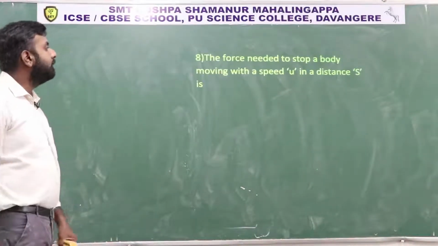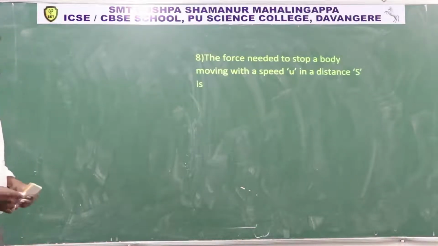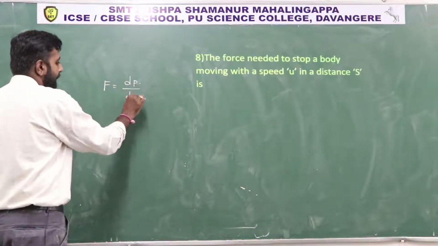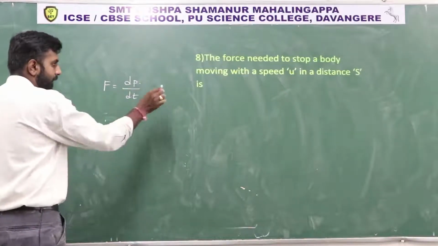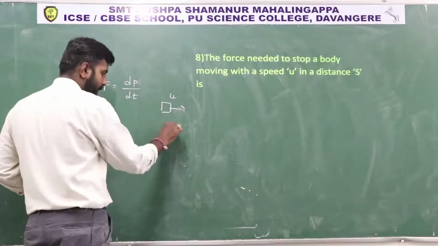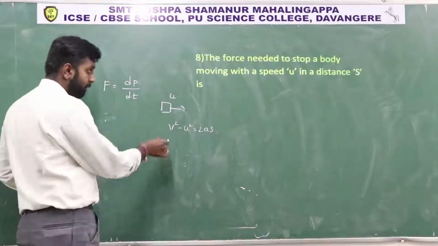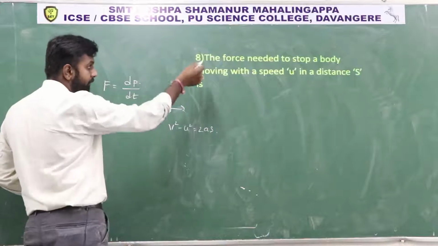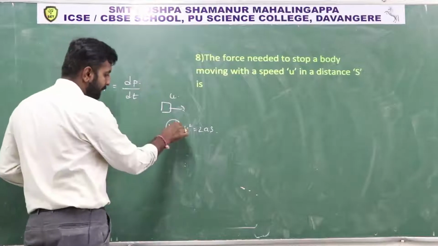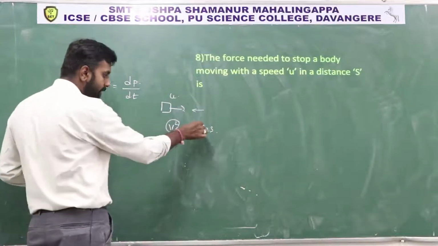And in the 8th one, the force needed to stop a body moving with speed u in a distance s. Again, F equals dp by dt. Here a body is moving with initial velocity u. You know that v squared minus u squared equals 2as. The force needed to stop means the final velocity becomes 0, isn't it? The force will act in the opposite direction, right? That is nothing but retardation.